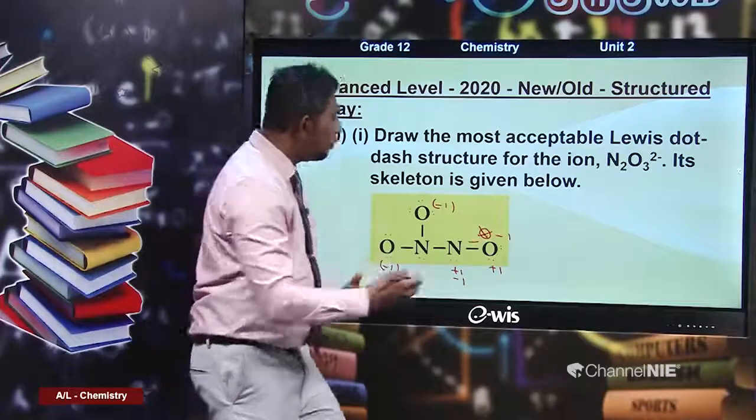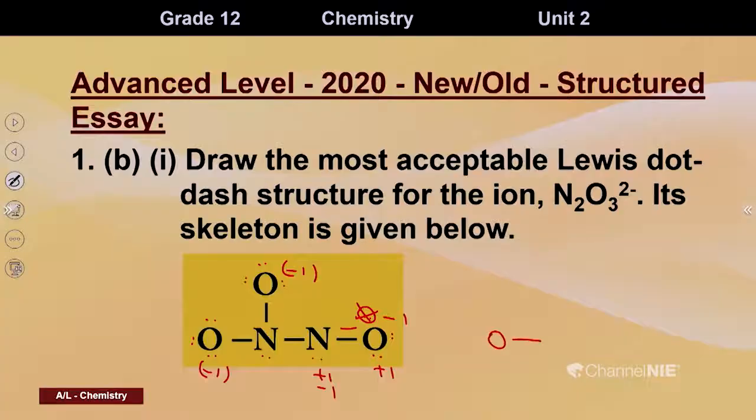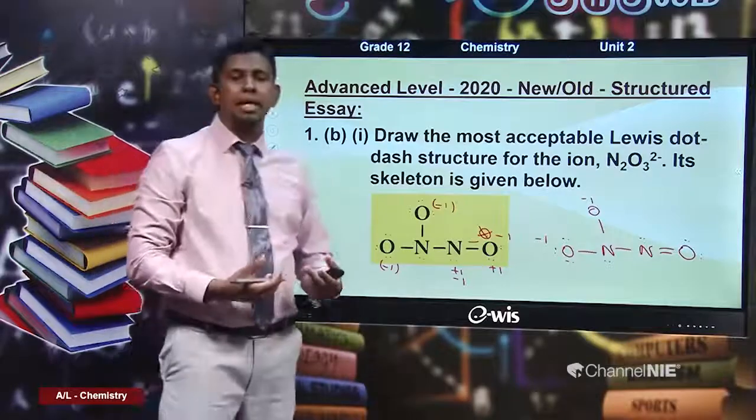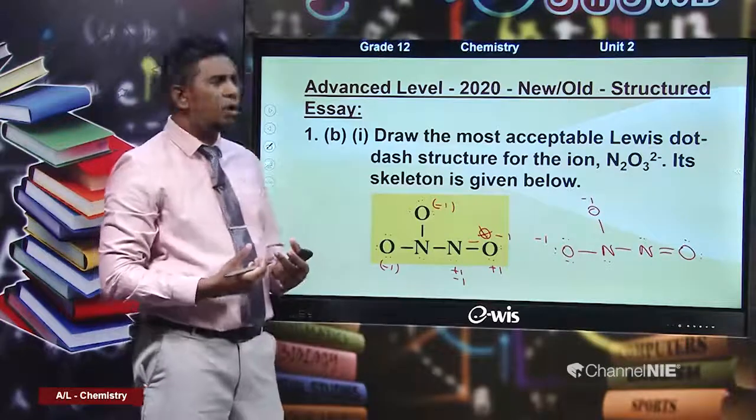Then what you would get finally is something like this. You have a double bond here. So you have got it as -1, -1. It's still a lone pair. So you have another lone pair here. So this is the most suitable structure, or the stable structure we could call that.